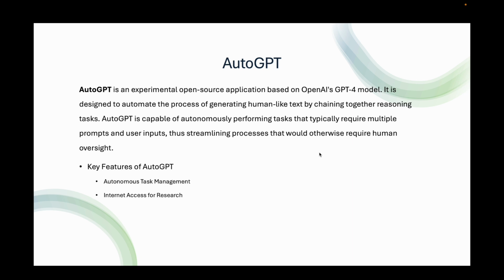Internet access for research. It has the ability to search the web, gather information, and analyze it to complete tasks. This feature is especially useful for tasks that require up-to-date or broad research. Multi-agent collaboration. AutoGPT can deploy multiple agents with specialized roles. These agents can collaborate and exchange information to solve complex tasks, similar to multi-agent frameworks like AutoGen.